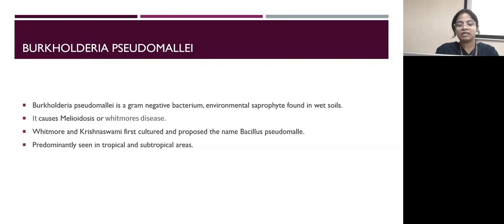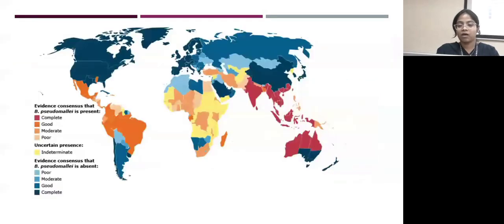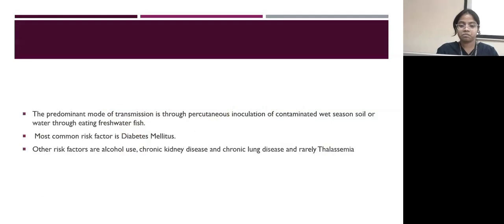It is predominantly seen in tropical and subtropical climates. That's why it's most commonly seen in Southeast Asia. It can be grown on Ashdown selective medium, where you can see that it has a crystal violet colored appearance, and gram staining shows a safety pin appearance. Like you can see, this is the distribution of Burkholderia, which shows that in Southeast countries, especially India, Singapore, Thailand, it is much more predominant.